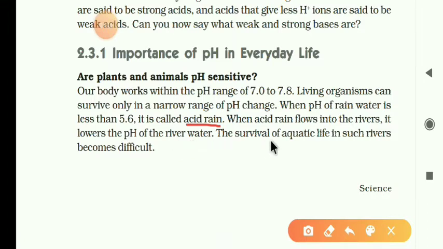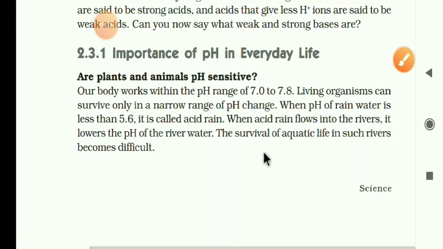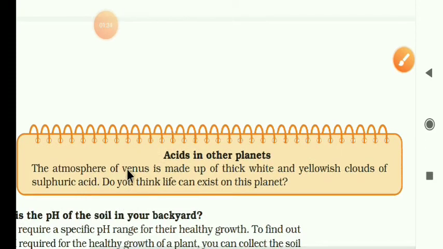Then the survival of the aquatic life, the water life in such rivers becomes difficult. So what will happen? The survival of the aquatic life kingdom like fish, microorganisms and aquatic vegetation is being risked. Correct or not? Now, the atmosphere of Venus is made up of thick white and yellowish clouds of sulfuric acid.